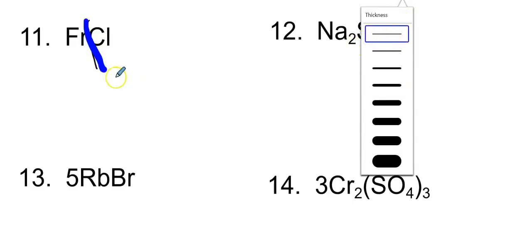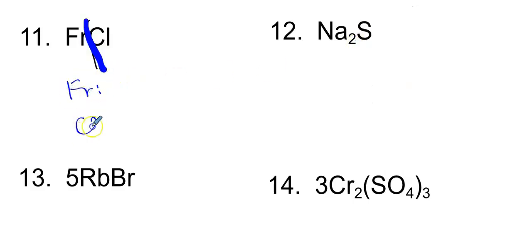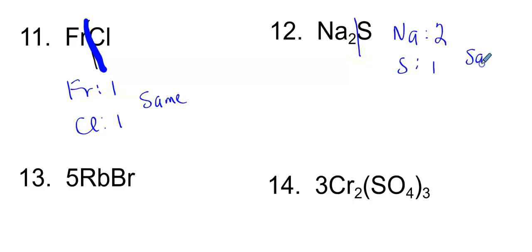And we're going to say that we have francium and chlorine. They're both mono, 1 of each, so it would be the same whether I was breaking it down as polyatomics or not. Example 12, I have sodium and sulfur, 2 sodium, 1 sulfur, and again, no other way to break those down. Now, this is our first time introducing a number. This is that coefficient I was telling you about.